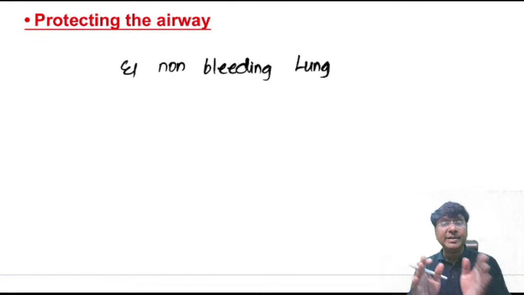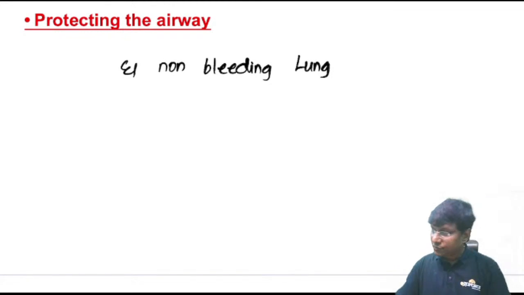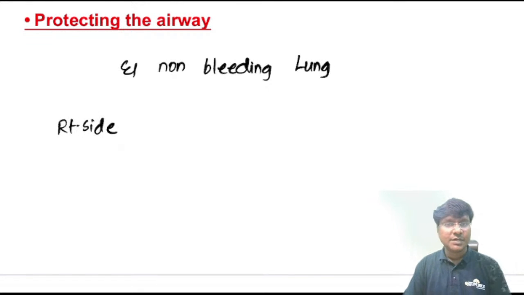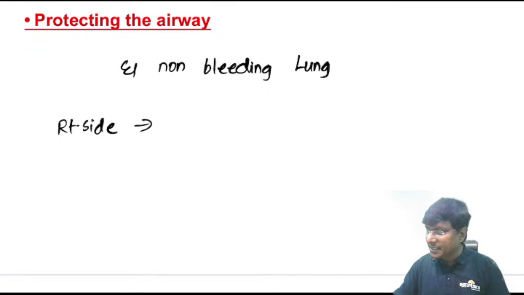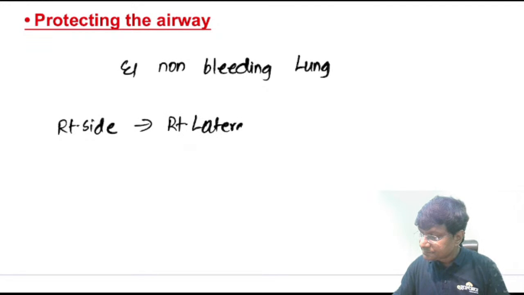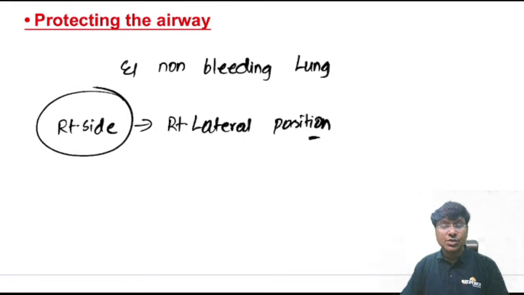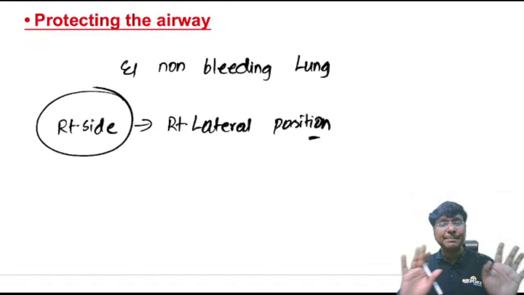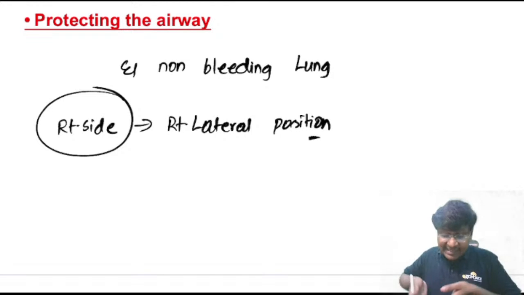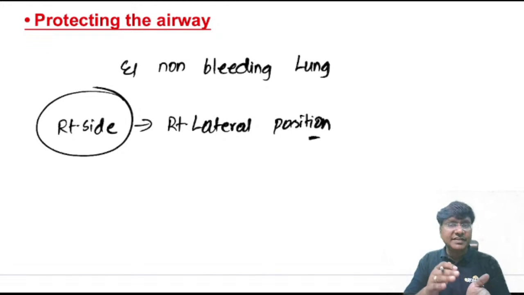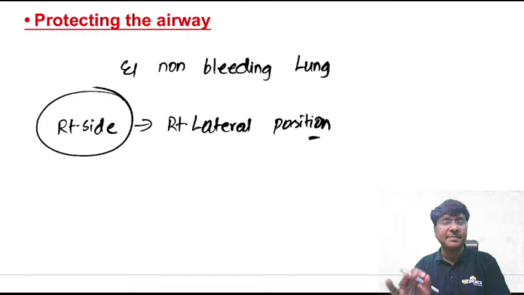If the site of bleeding is known, the patient should be positioned with the bleeding side down. For example, if right-side pathology is there, the individual has to be made to lie down in the right lateral position. Why? Due to gravity, the blood will pool in the affected side, so that the non-bleeding lung is completely secured and asphyxiation does not occur. So on whichever side the bleeding is, position the patient with the bleeding side down to use the gravitational advantage.